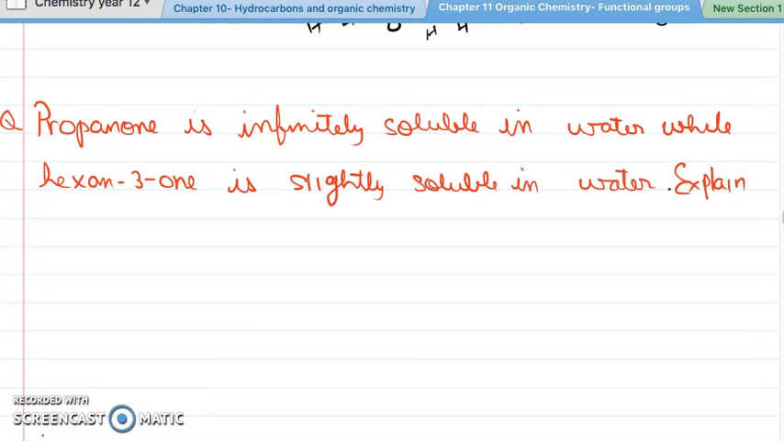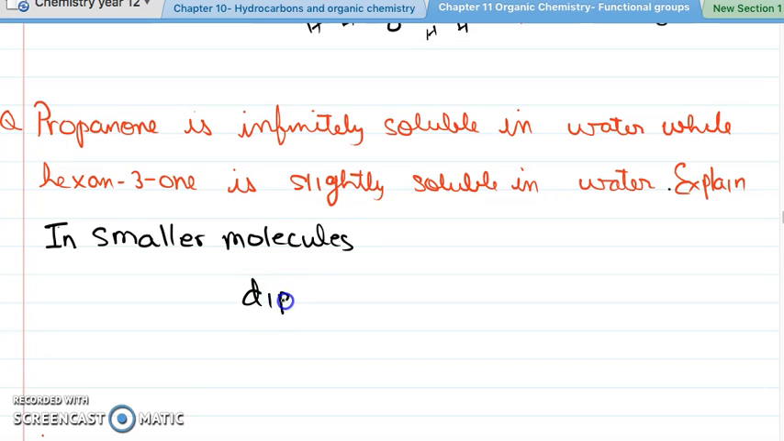Okay, so the reason behind this is that propanone is a small molecule, and in the smaller molecules, the dipole forces overpower the dispersion forces.